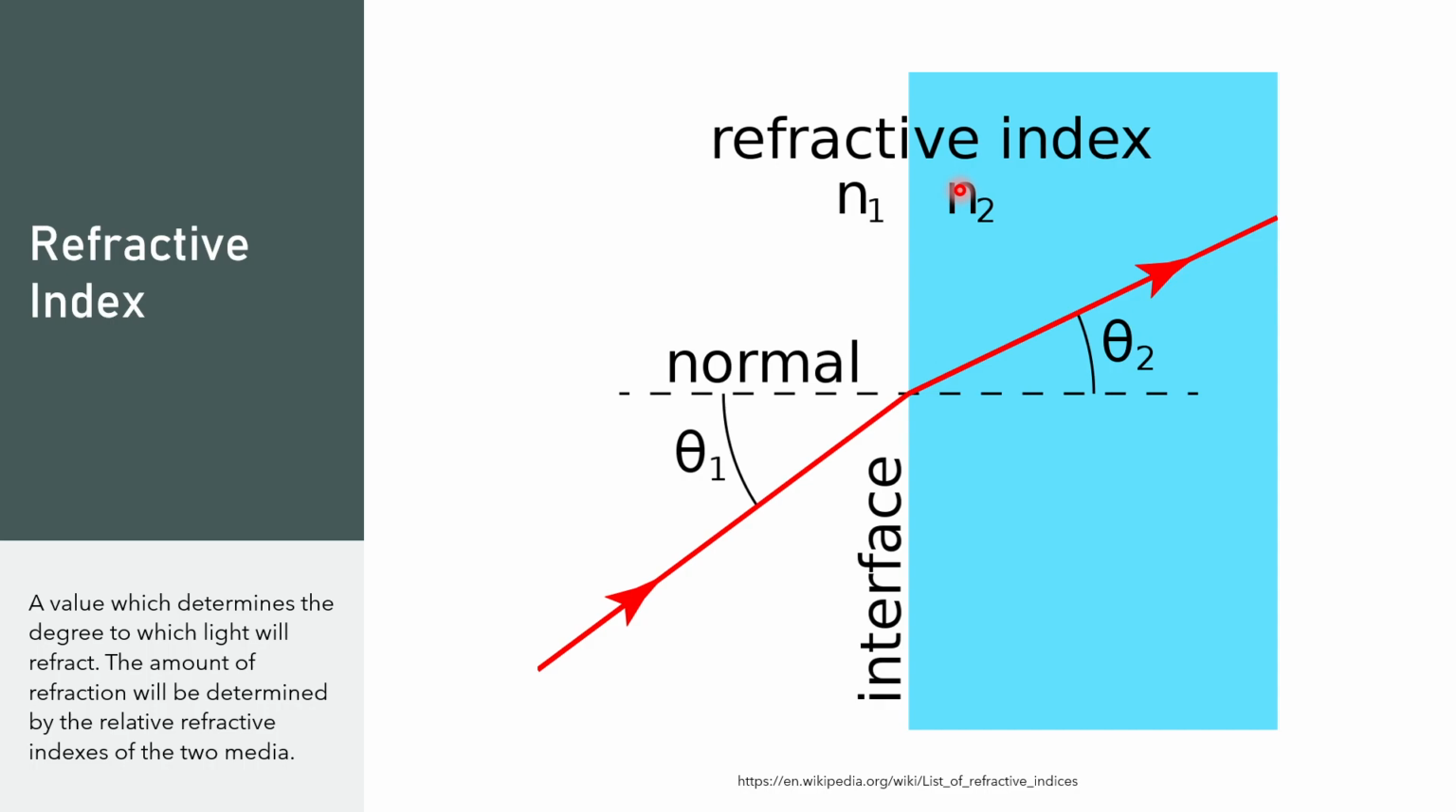Essentially, the amount of refraction will be determined by the relative refractive indexes of the two media. The general relationship here is that the less dense media, or the less refractive media, will have a low refractive index, and the more dense media or the more refractive media will have a larger refractive index.